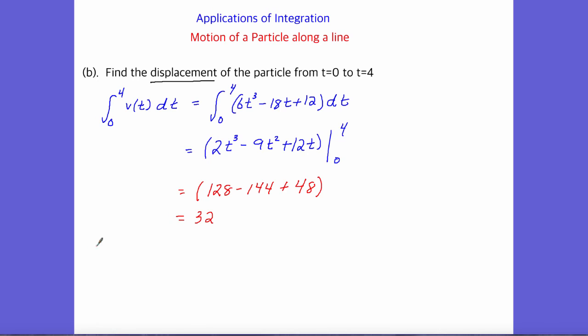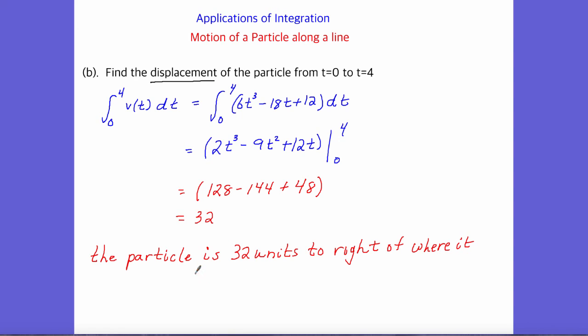This tells us the particle is 32 units to the right of where it started. Okay, so that is a second example of particles in motion along a line when you talk about displacement and total distance.